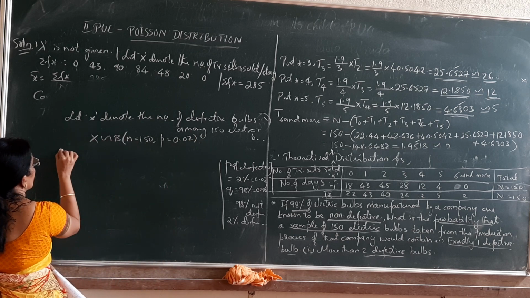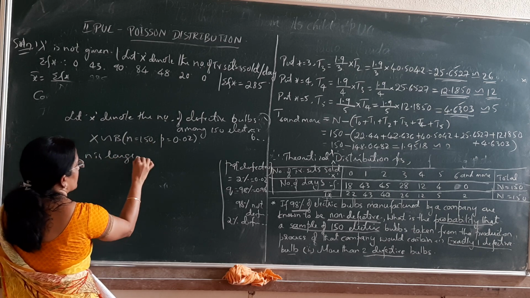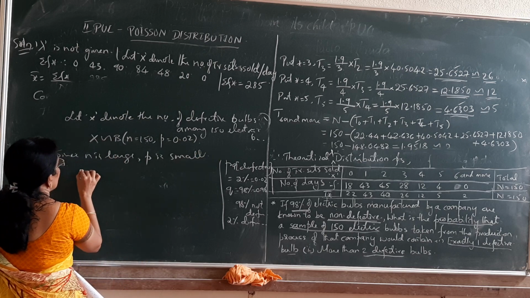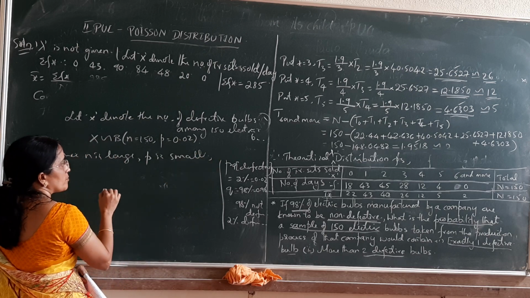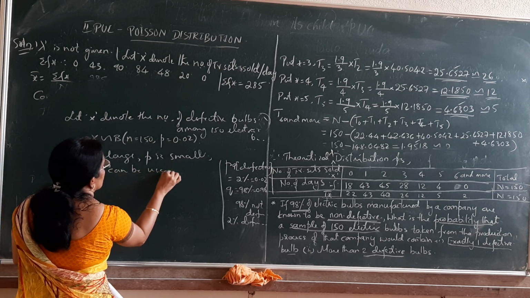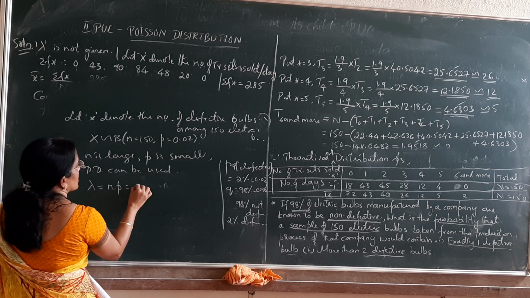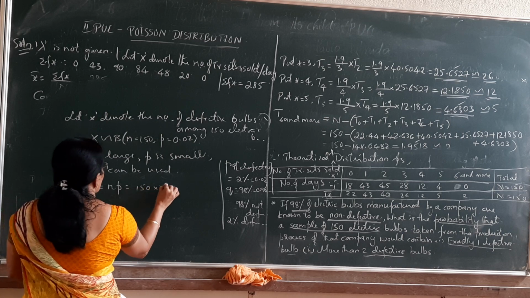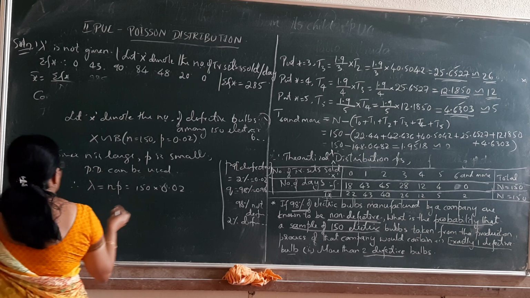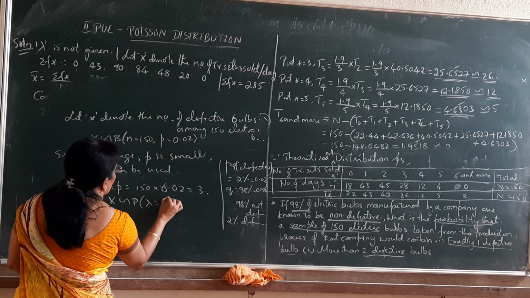Now you can observe here, since n is large, it is 150, very large, and p is small, it is 0.02, convert the given problem as a Poisson problem, right? So Poisson distribution can be used. Therefore, consider lambda equal to np, which is equal to n is 150 into p is 0.02, which is equal to 3. Therefore, x follows Poisson with lambda equal to 3.